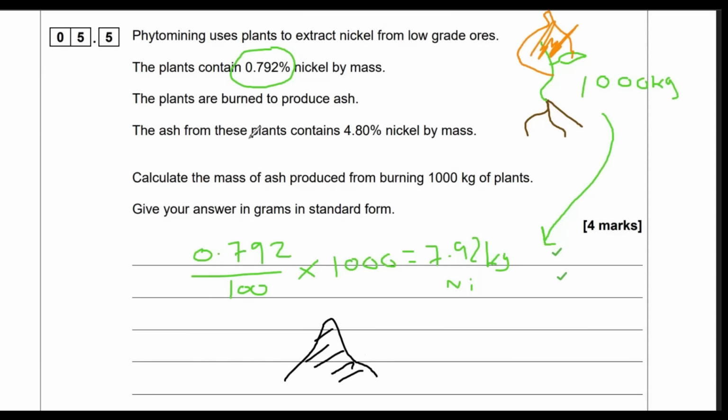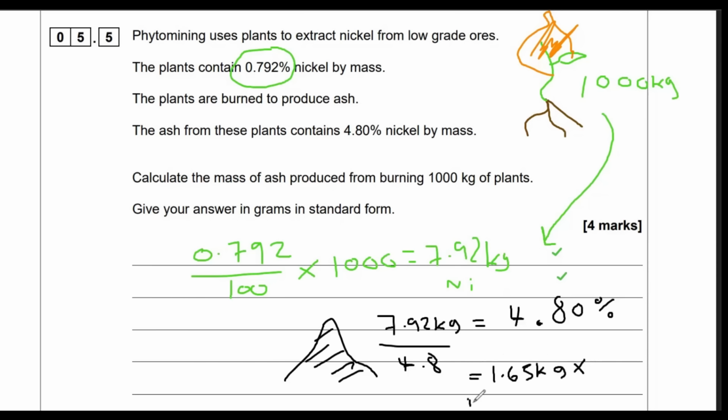And they're saying that of the ash, 4.8% of that is nickel. So calculate the mass of ash. Well, the ash is going to contain all of that nickel, which is 7.92 kilograms. So what I want to do is 4.92 over 4.8 and work out how many kilograms in a percent. So divided by 4.8 equals, so there's 1.65 kilos in 1%.